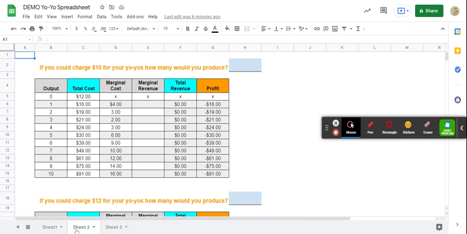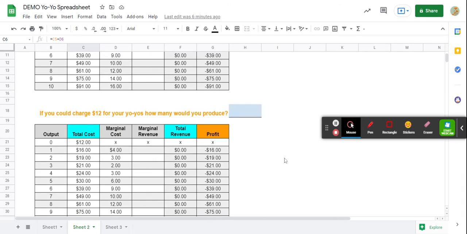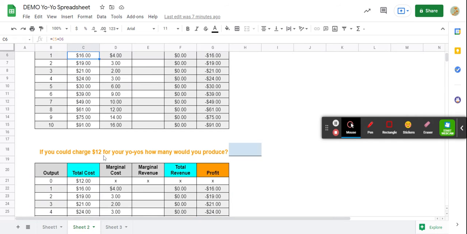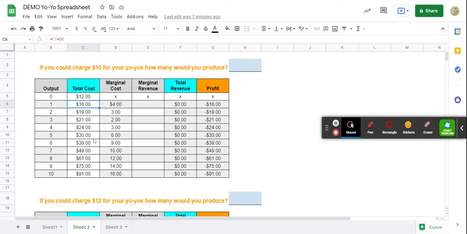I copied and pasted it over here. The formulas are in here. See, if you look, the formulas are in here. I just copied it and pasted it over here. The difference is I have blanked out the marginal revenue column. And what I want you to do is look at your ideal output at 3 different price points in the marketplace. So in other words, if you could charge $10 for your yo-yos, how many yo-yos would you produce?